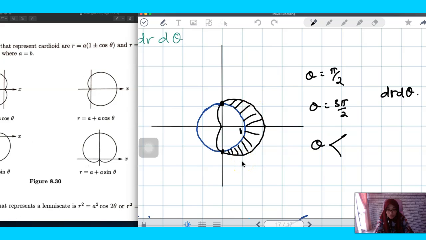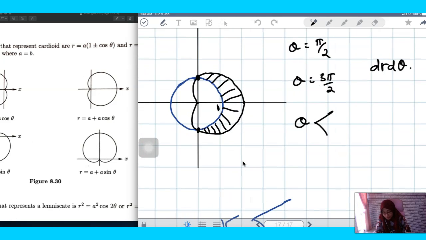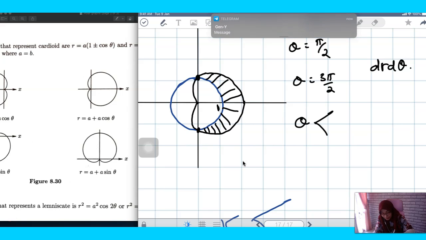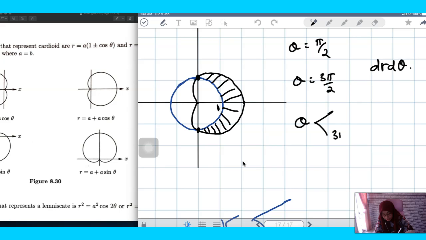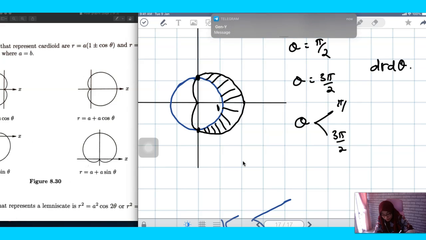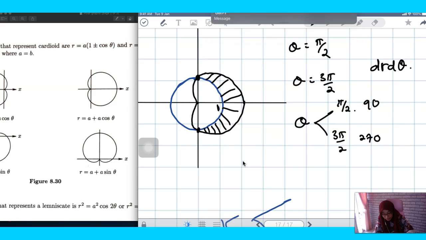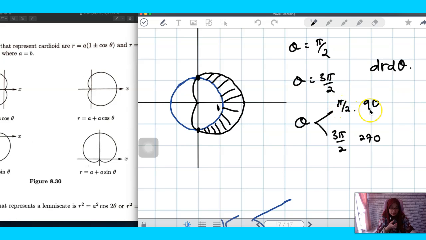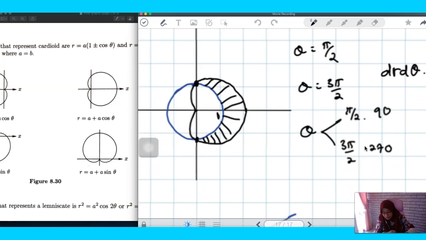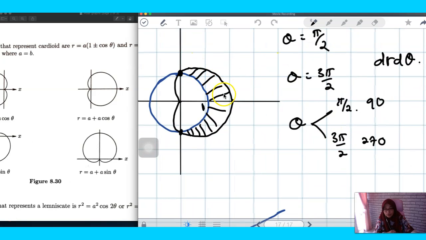Okay, so it looks like you cannot put the limit of theta to be 3 pi over 2 to pi over 2, or in degrees 270 to 90. So it is not correct, because for an interval the lower bound should be smaller than the upper bound. If you put it like this, it is incorrect.